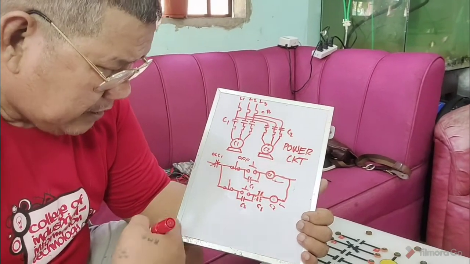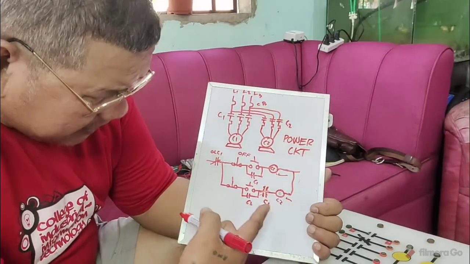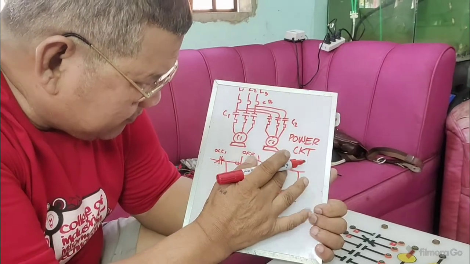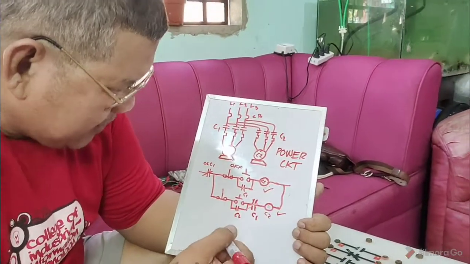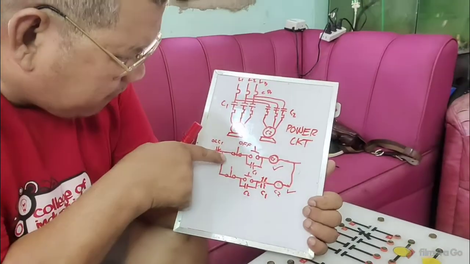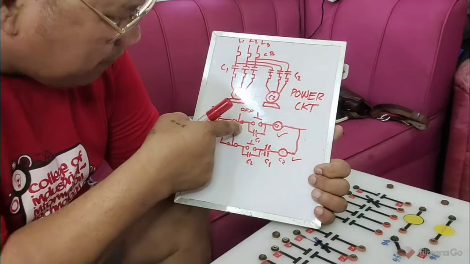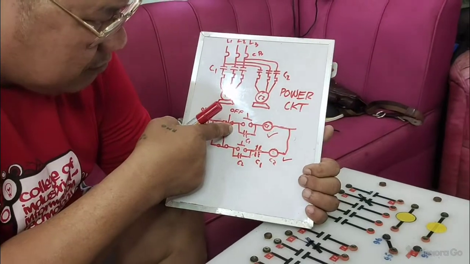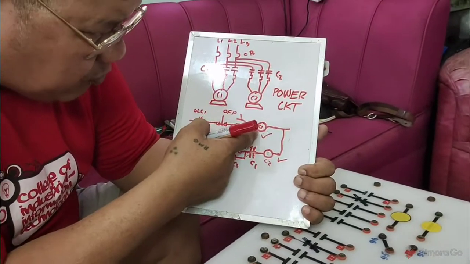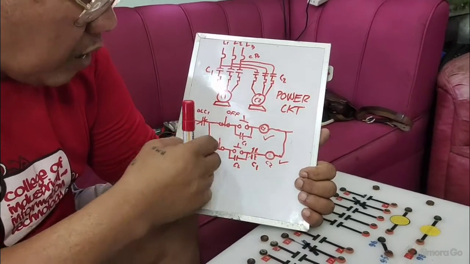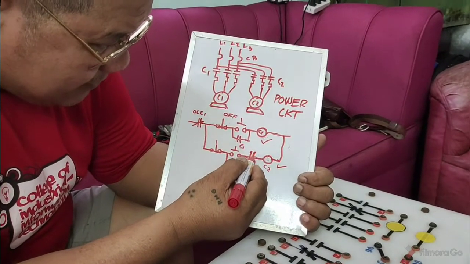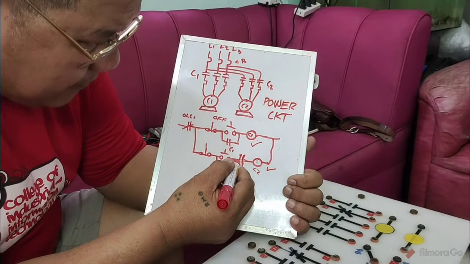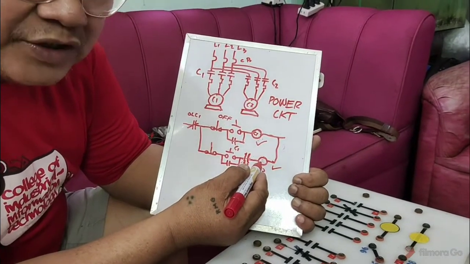Now, another one. Let us see, this is already running, no? Then you try to turn this off. If you turn off push button number 1, intended for conveyor number 1, of course this will open, right? Once this opens, automatically this is also disconnected from the circuit.